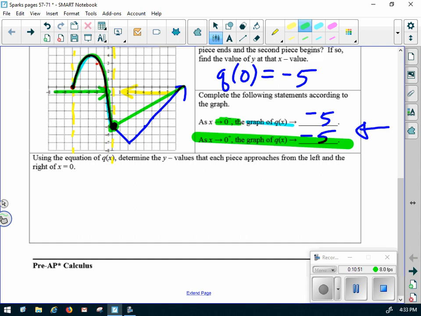Now I need you to understand, on this one, as x approached 0 from the left, from numbers smaller than 0, the graph approached -5. Now it never got to -5 because we had an open circle there, but it approached, and the approach means got closer and closer, but it didn't have to touch the -5. Maybe it did, maybe it didn't, but it got closer and closer. So let's look at this last question on this page. Using the equation of q of x, determine the y values that each piece approaches from the left and the right of 0.